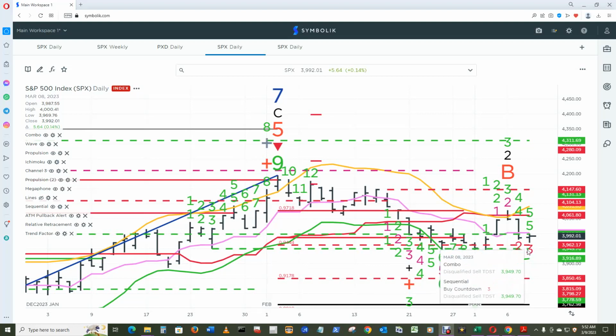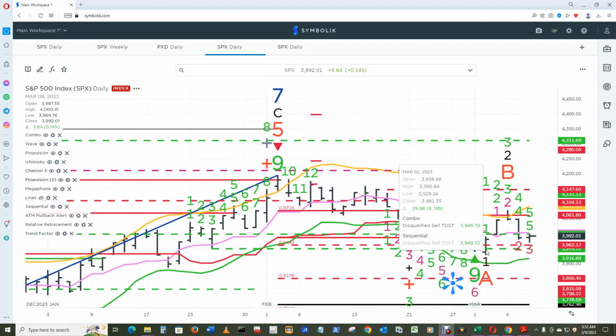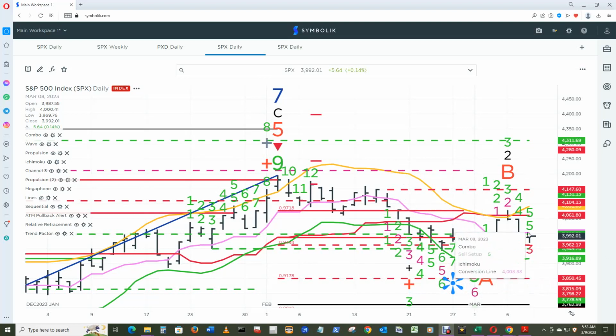Get under the TDST levels and tick lower intraday, lower than this low on the 2nd, and the D wave, down wave 3 and D wave, up wave C will print. Price did close under the conversion line again.